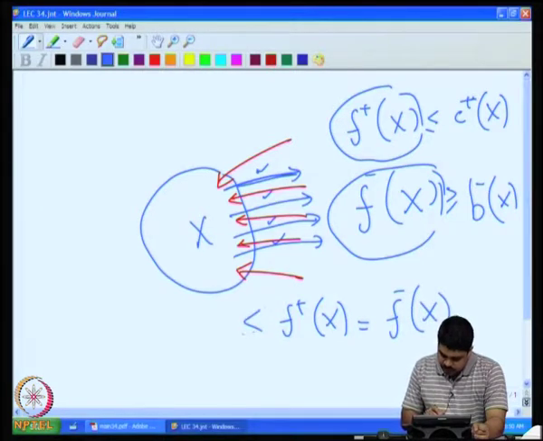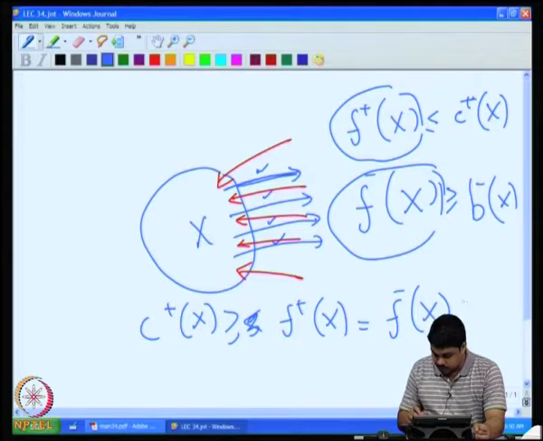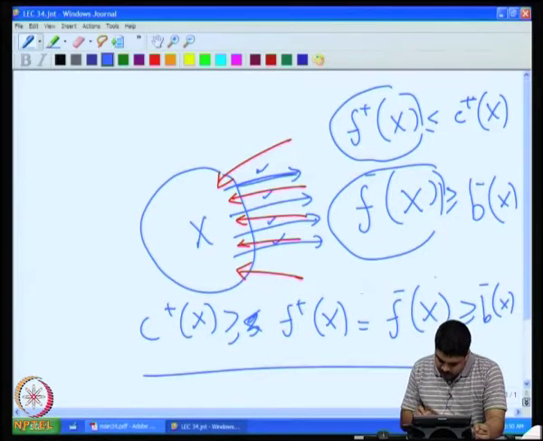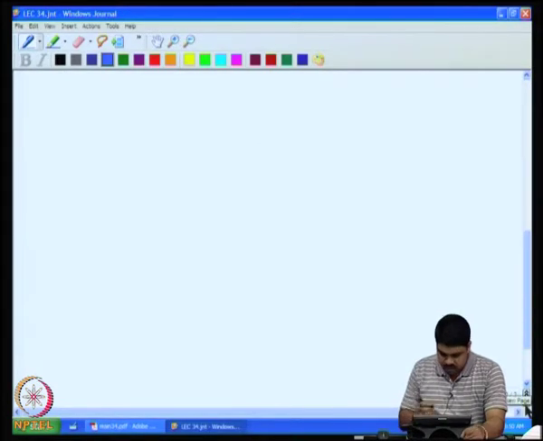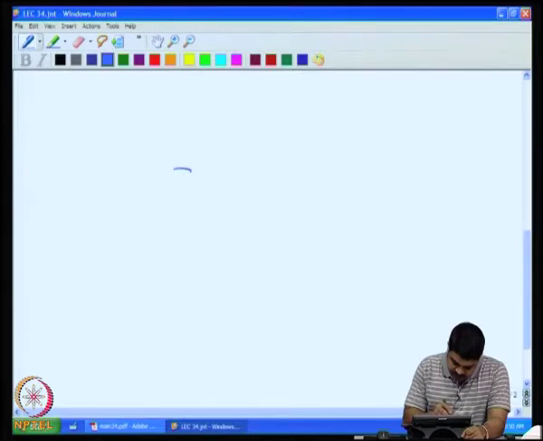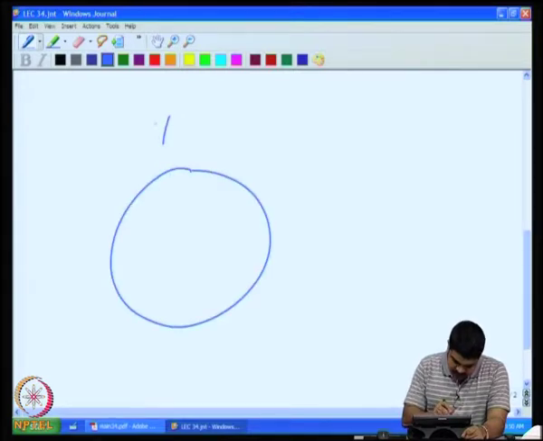So, therefore, we will get c plus of X greater than or equal to f plus of X, which equals f minus of X, which is greater than or equal to b minus of X. Why is it so? Why is this equal? That is because if you consider this set X and the vertices in it, these are the vertices.